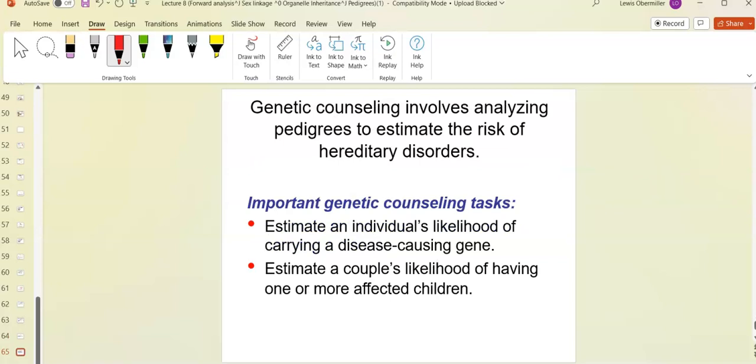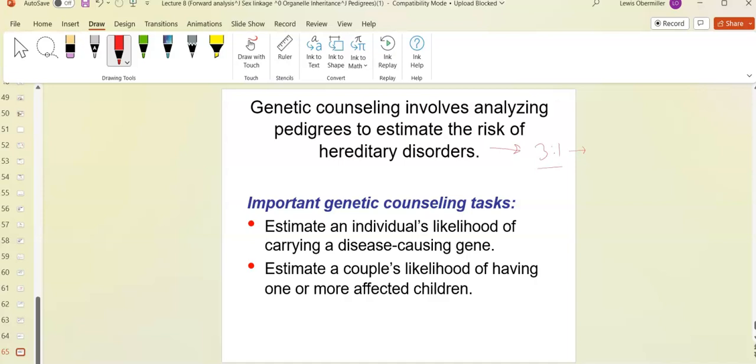All right, genetic counseling involves analyzing pedigrees and estimating the risk that you would inherit these disorders, right? So for example, you might want to know, okay, I'm a carrier of Tay-Sachs. What's the odds that my child is going to have Tay-Sachs disease? And maybe it's 3 to 1, right? Or maybe it's 100%, right? Maybe you would decide that you don't want to have children because they would all get Huntington's disease or something like that.